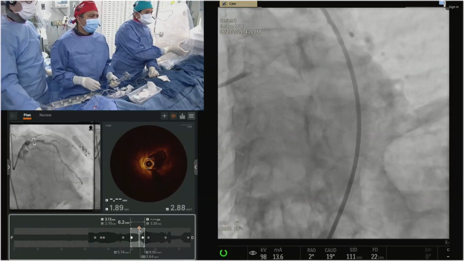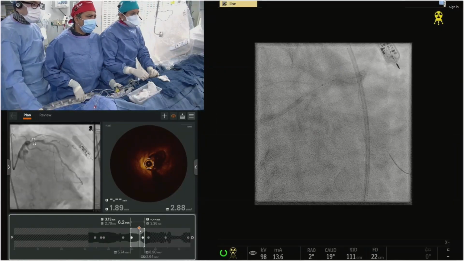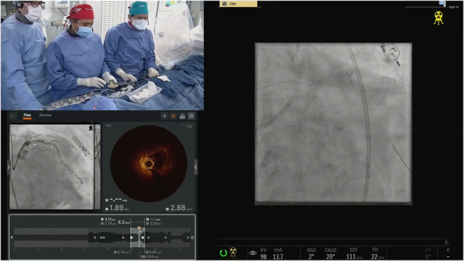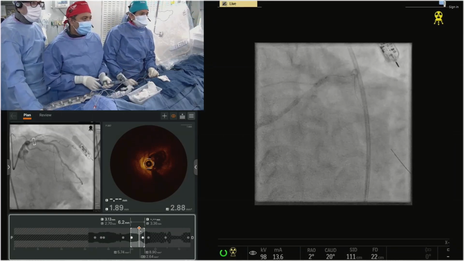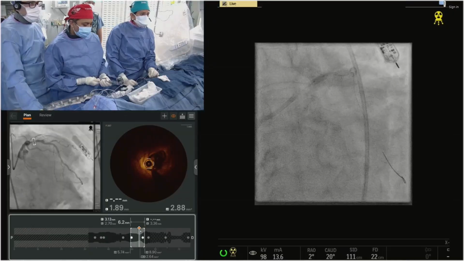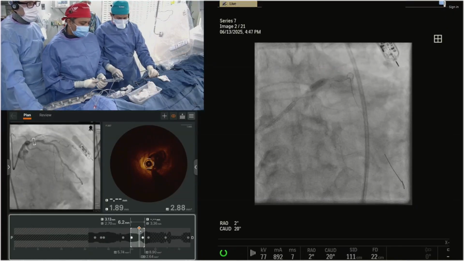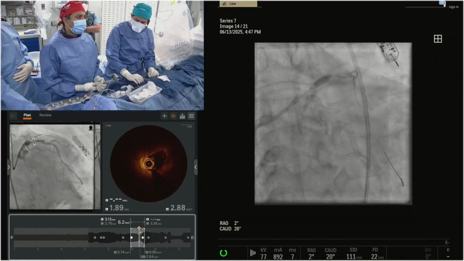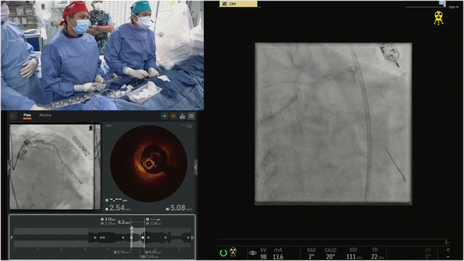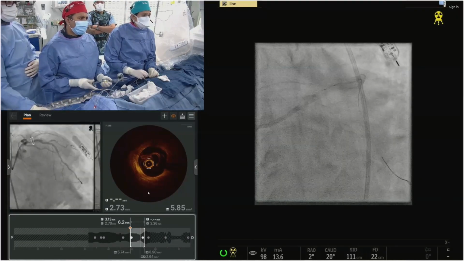Usually OCT is better for detailed calcium assessment, but in the presence of calcium, IVUS might be better than OCT. Okay, let us see how it behaves. Oh, no, but this opened up. What size balloon is this? 3.5. We went up to 18. Let us do another round of OCT here, okay?